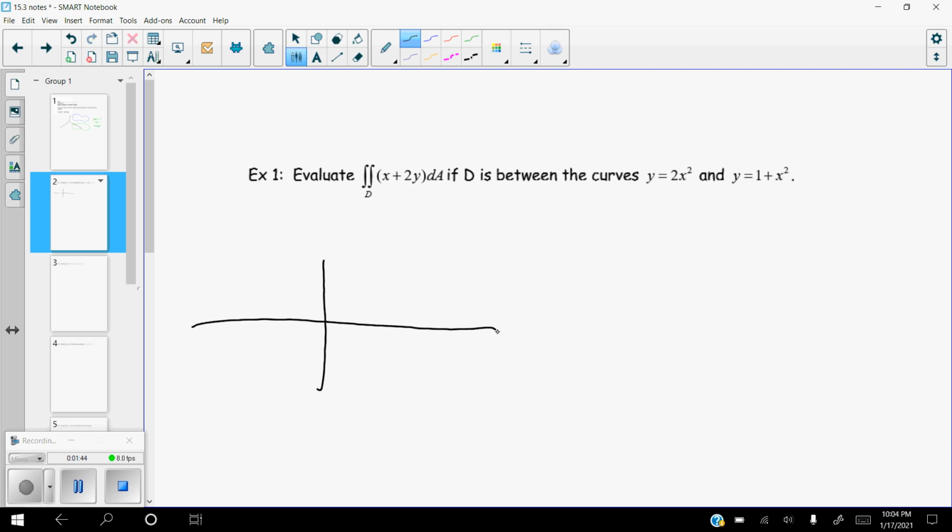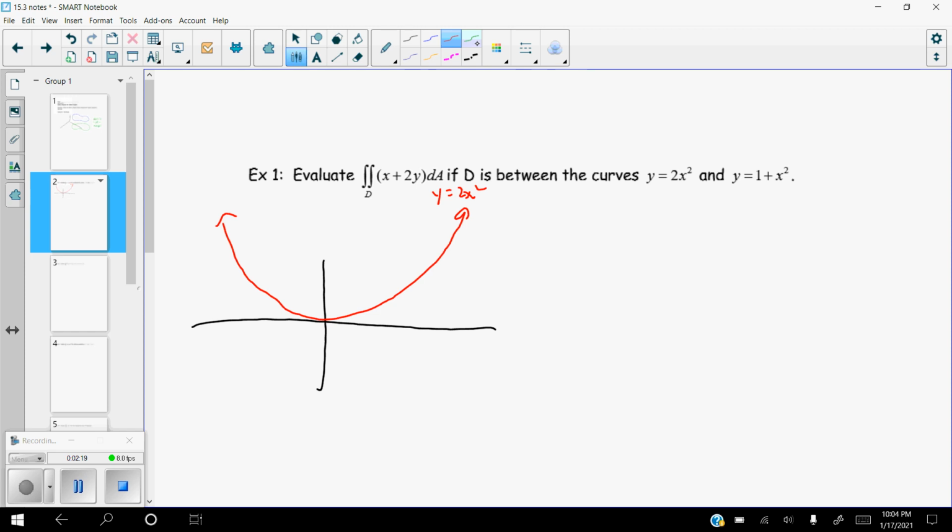So let's see, y equals 2x squared. Basically, that's just your parabola. It is going to be centered at the origin, and it's going to be a little wider than normal. So it'll look something like that. It's going to be y equals 2x squared. And then we're also going to have y equals 1 plus x squared, which is basically a parabola shifted up 1 unit.